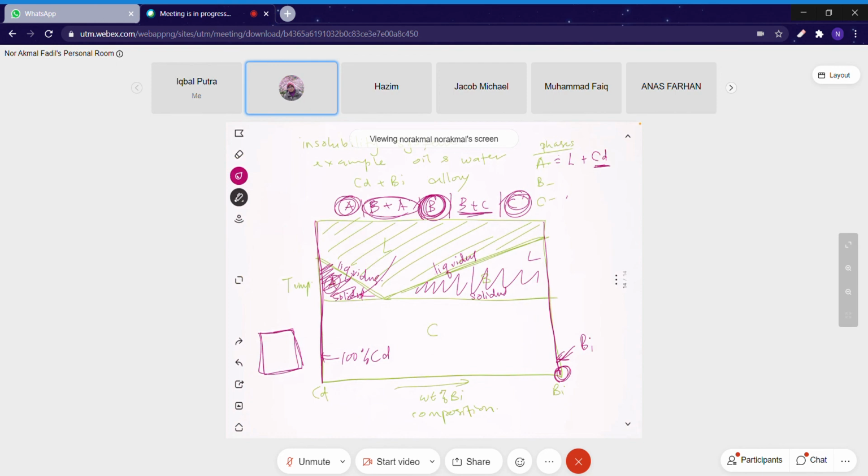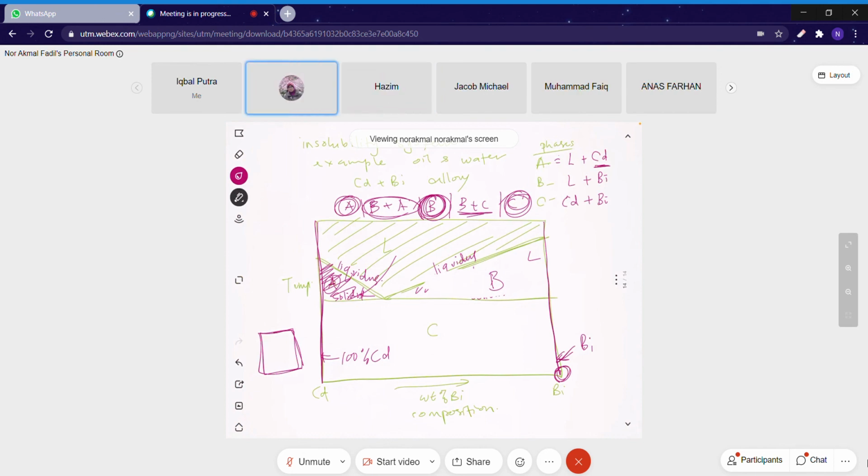So what about B? What is the answer for region B? Liquid plus bismuth. Yes, liquid plus bismuth. What about C? Cadmium plus bismuth. Yes, very good. So just see, it is the same concept.